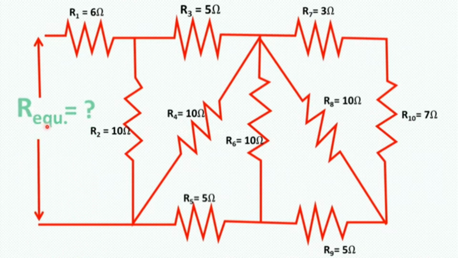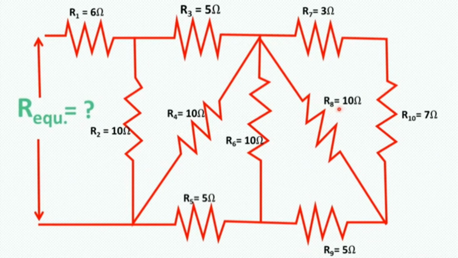So we will start from the end of this diagram. There are two resistors having resistances 3 ohm and 7 ohm. R7 is 3 ohm and R10 is 7 ohm. These two resistors are connected in series. Why are these connected in series? Because the same electrons are passing through both the resistors. Current flowing through both the resistors is the same. So in series combination their equivalent resistance will be 10 ohm.